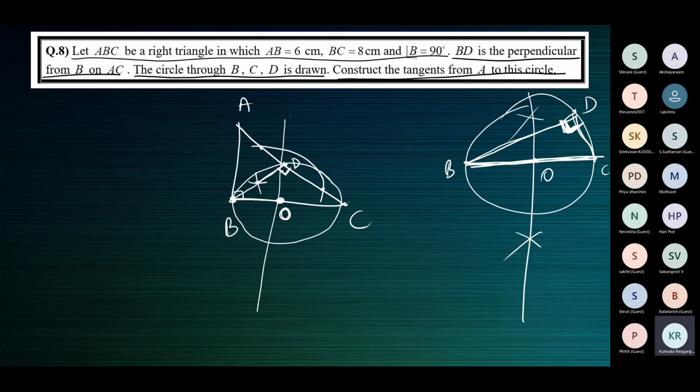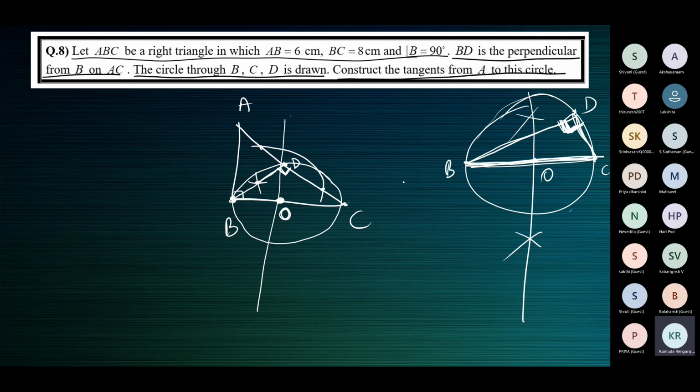Because this is 90, angle in a semicircle is a right angle. The circle will pass through B, C, and D. You will get a circle like this, passing through B, C, and D. Only then is this justified: angle in a semicircle is the right angle.